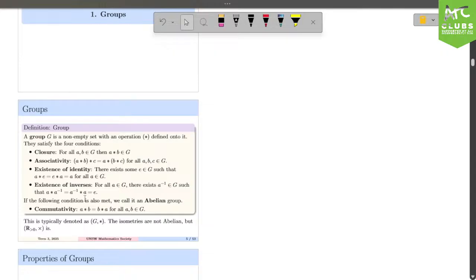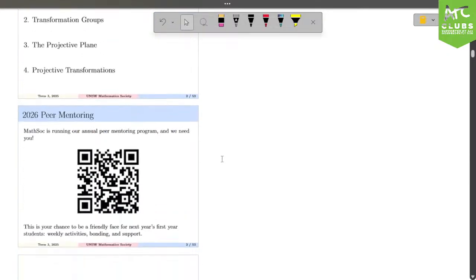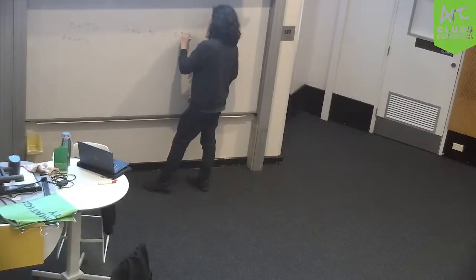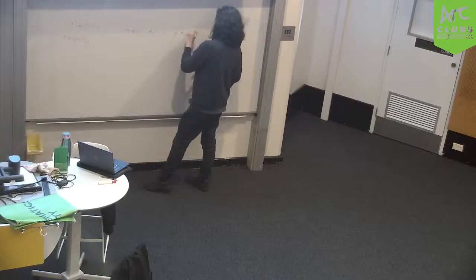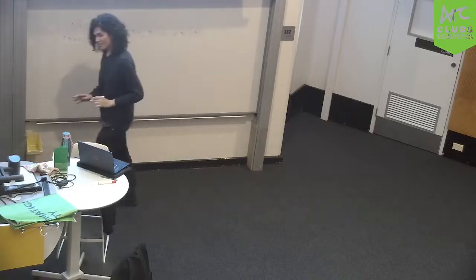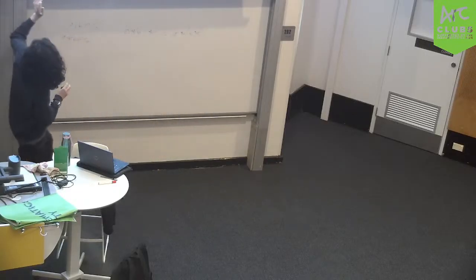So, a group G is a non-empty set with an operation times defined on it. They satisfy the four conditions. So if A and B are in G, then A times B is also in G. Next, associativity. So (A times B) times C is equal to A times (B times C). If anyone does not understand my handwriting, please tell me. I won't be offended.